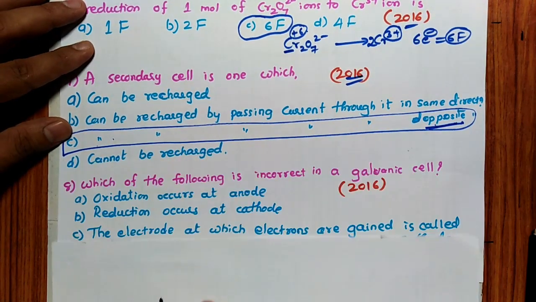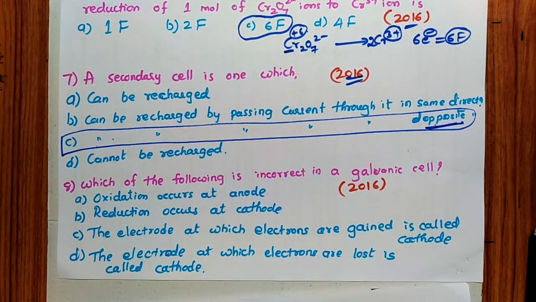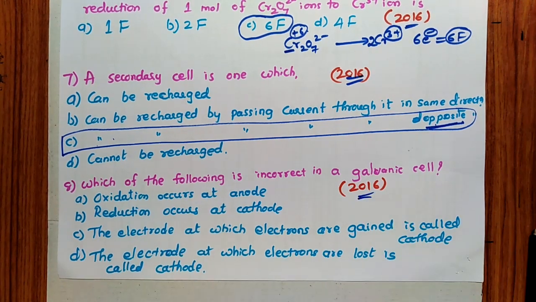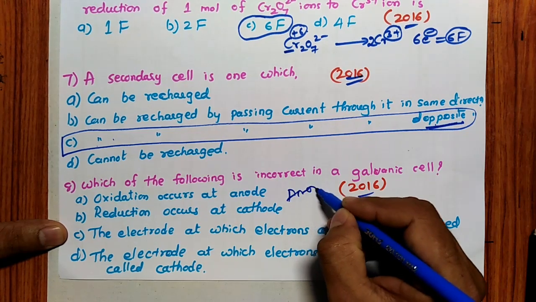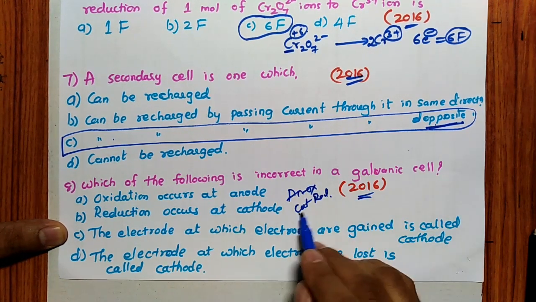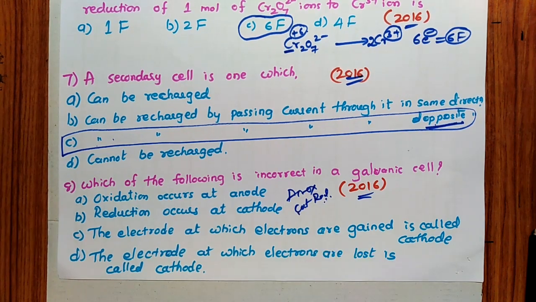Then 8. Which of the following is incorrect in a galvanic cell? Very important, very simple, 2016 asked question. Oxidation occurs at anode. Always remember anode oxidation, cathode reduction. Remember RED CAT: reduction, cathode. Reduction occurs at cathode, oxidation occurs at anode is correct. Incorrect, they are asking.